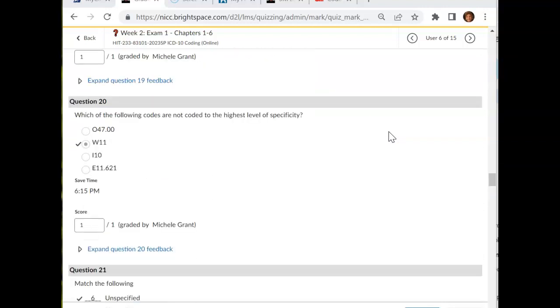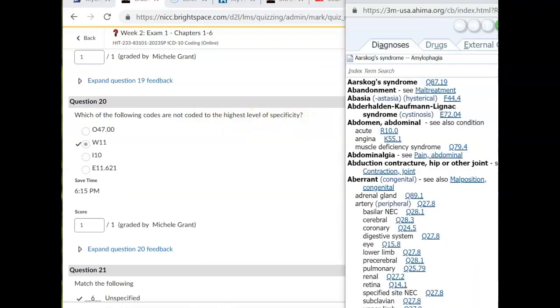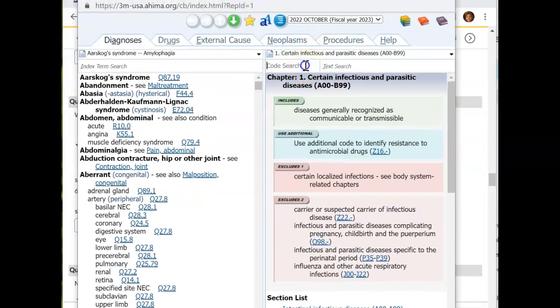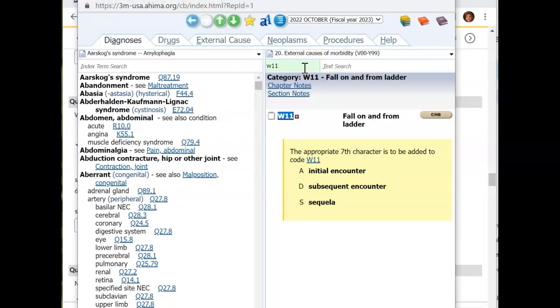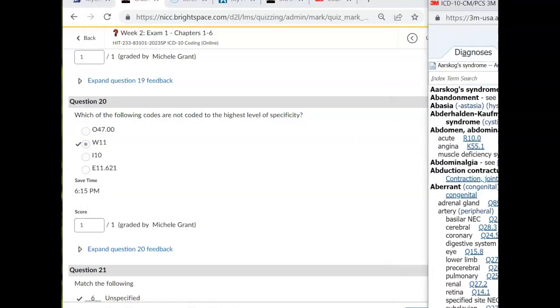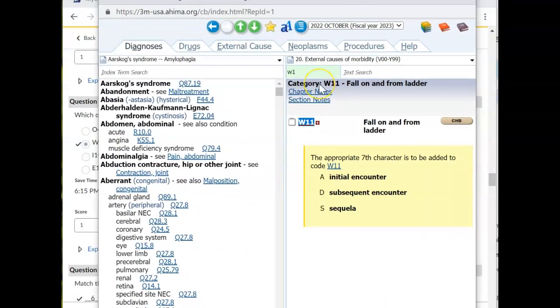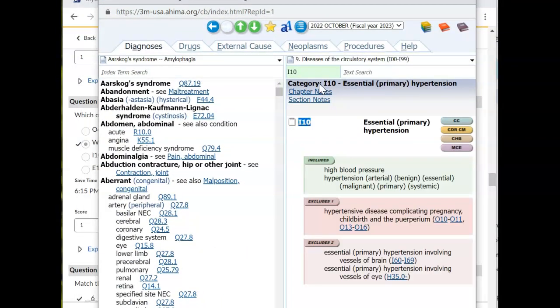Okay, so which of the following codes are not coded to the highest level of specificity? So W11, let's go ahead and check that out. So if I put in W11, as you can see here, we need a 7th character, so that means it's going to go W11.XXX and then A, D, or S. The rest of these are coded out. So if I look at I-10, I can't go any further. Okay, that's coded out.